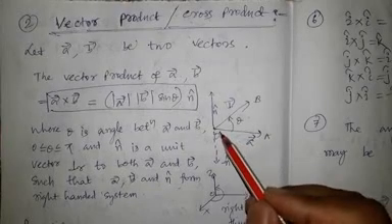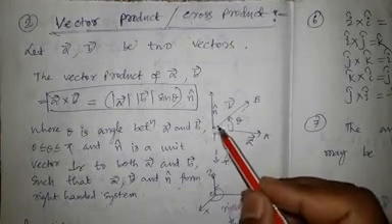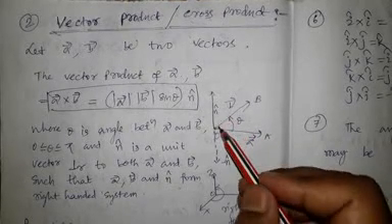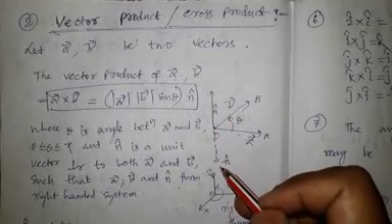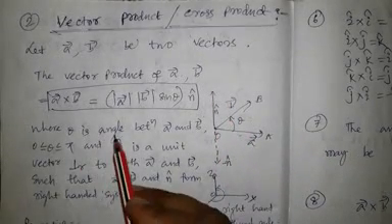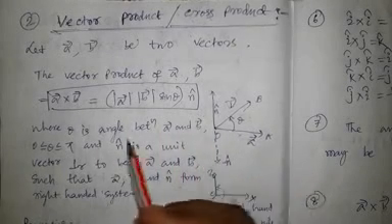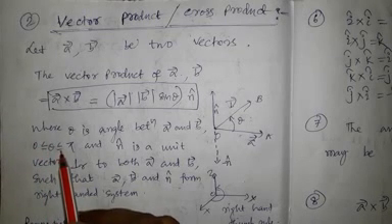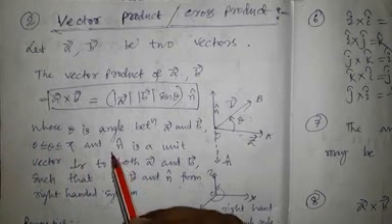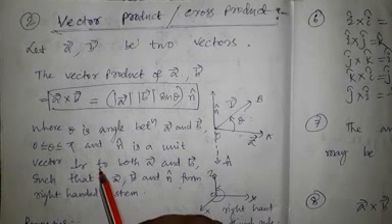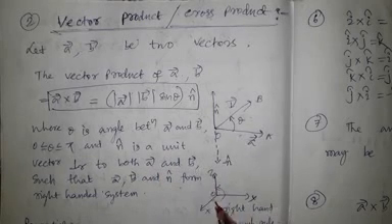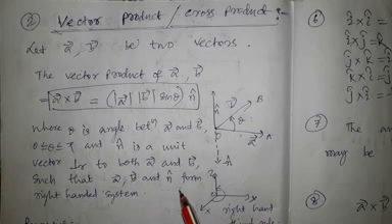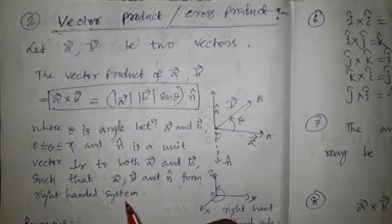Here, this is A vector, this is B vector. It forms an angle theta. This is n cap, this is negative n cap, unit vector. Where theta is the angle between A and B, that theta is greater than or equal to 0 and less than or equal to pi. And n cap is a unit vector which is perpendicular to both A vector and B vector, such that A, B and n cap form the right-handed system.